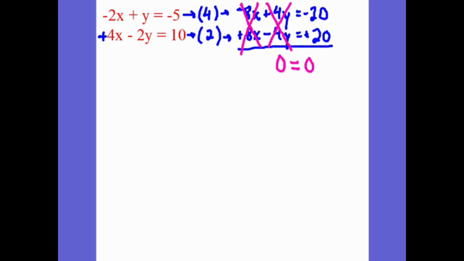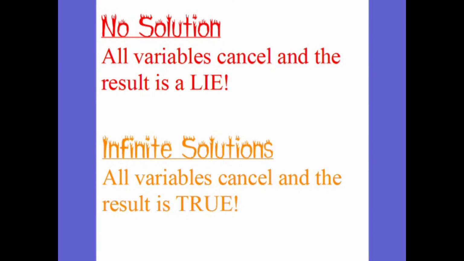Now, whenever all of your variables are completely eliminated, both the x and the y, you have one of two options. Either no solution or infinite solutions is going to be your answer. No solution is when all the variables x and y cancel and the result is a big fat lie. Otherwise, infinite solutions will be your answer.